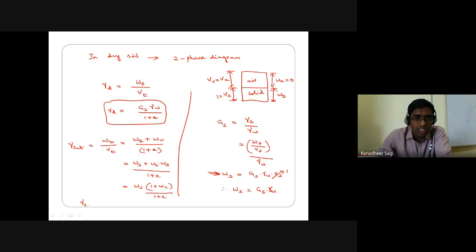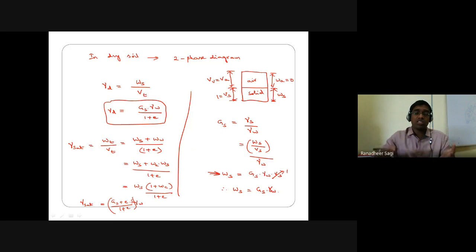So I can rewrite my expression, and upon substituting the term Ws as GS into gamma W, with water content equal to e into S divided by GS, I will get my expression for gamma sat as (GS plus e into S) divided by (1 plus e) into gamma W. As the soil is saturated, the degree of saturation S is equal to 1. So my expression is ultimately going to be (GS plus e) by (1 plus e) into gamma W.